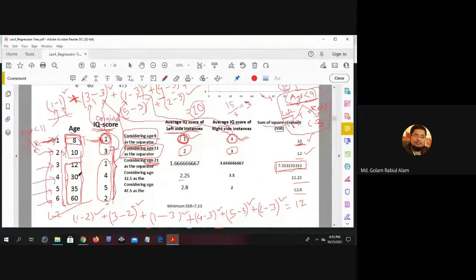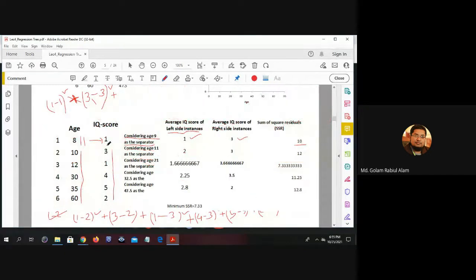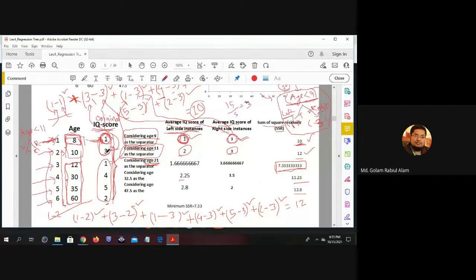Now what we have to do is take the average IQ score of the left side instances and the average IQ score of the right side instances. So the average IQ of the left side instances, which are 1 and 3: 1 plus 3 equals 4, and we divide by 2 because we have 2 instances on the left side. 4 divided by 2 is 2. So the average IQ score of the left side instances will be 2.